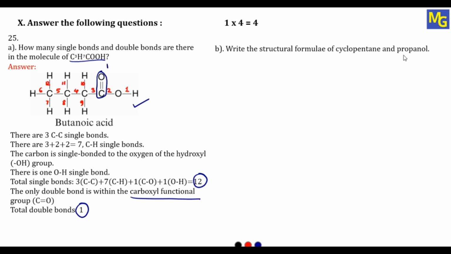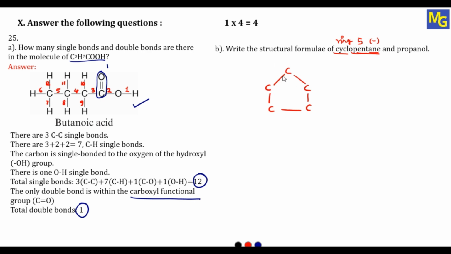cyclopentane and propanol. Cyclopentane. Cyclo means it has a cycle, means it has a ring. Pent means 5 carbon. Cyclo means what? Ring. And ane indicates single bond. All are single bond. So I will take 5 carbons. So C, C, C, C and C. So these are the 5 carbons and connect these all the 5 carbons with a single bond like this. So see here I have connected and it is a ring. See here it is a closed ring like structure.